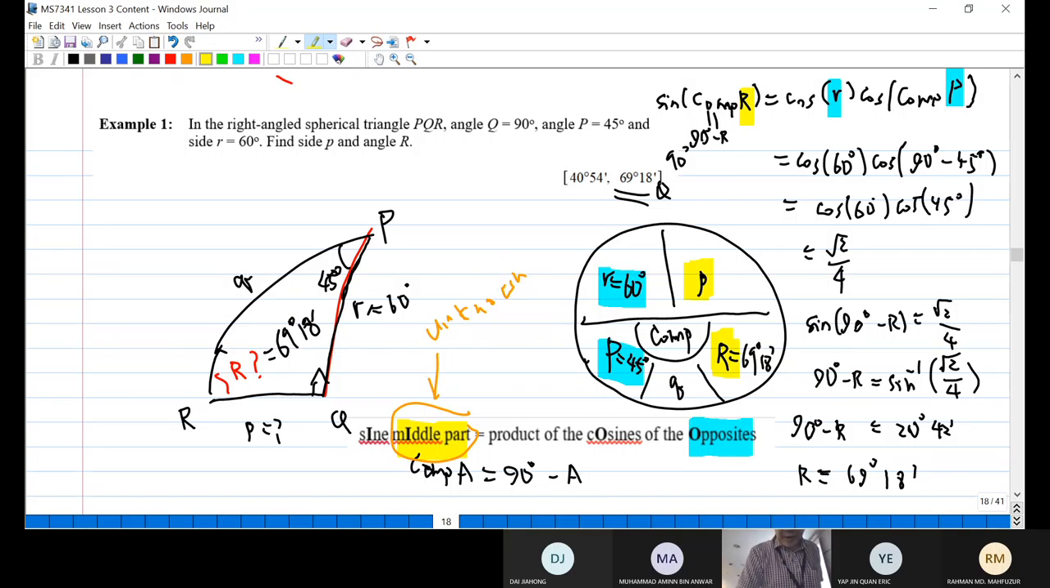So I'm going to use a green color one. So for unknown side P, two sides I know already. So I use a green color one. So green color adjacent.